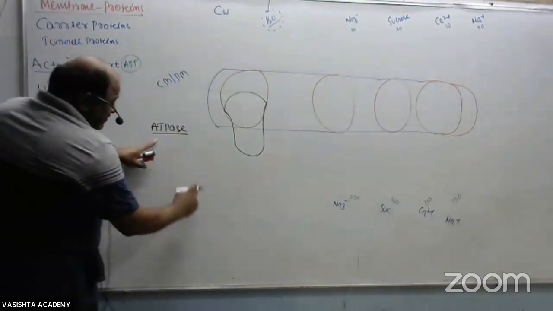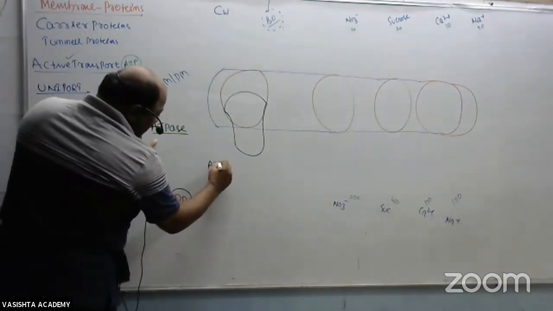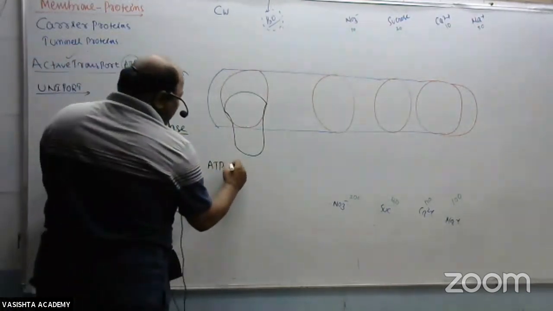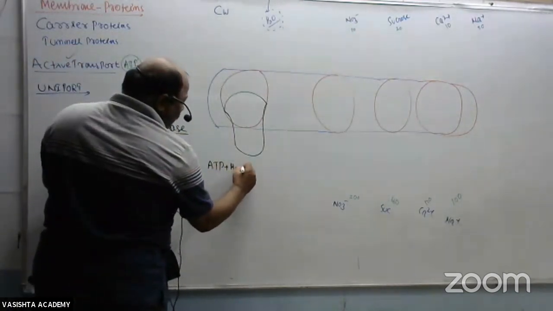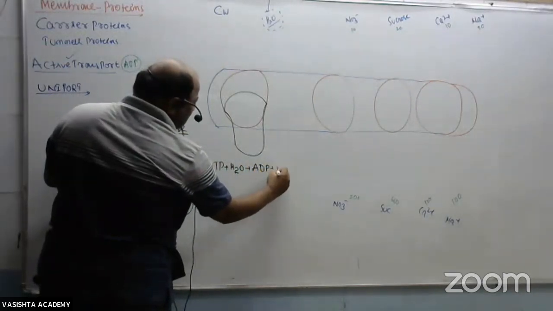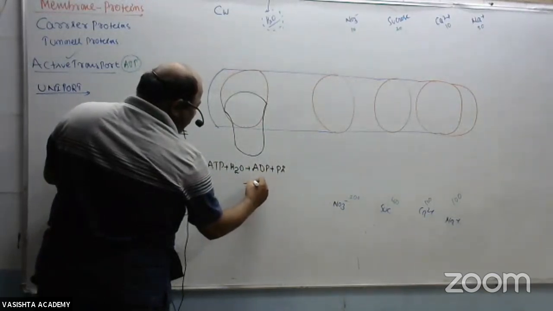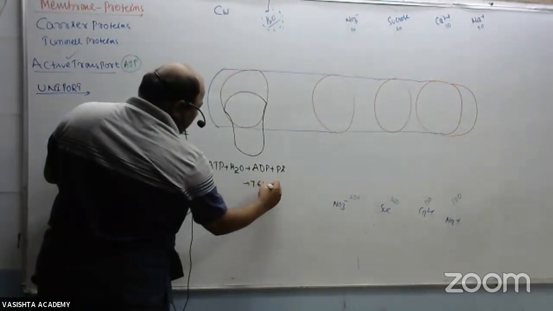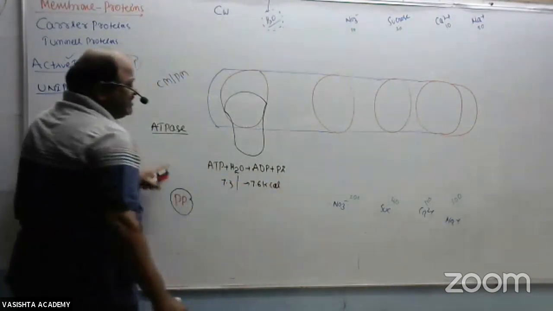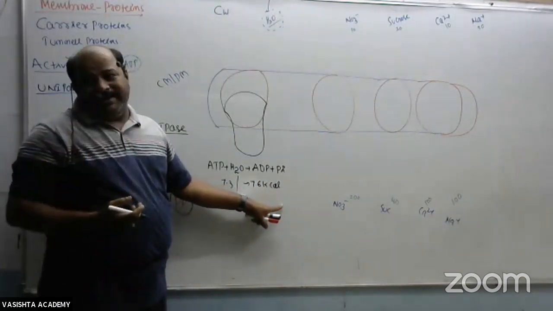Where is the ATPase present? ATPase is present in the cytoplasm, adenosine triphosphate. Whenever adenosine triphosphate is dissolved in water, it gives rise to adenosine diphosphate as well as inorganic phosphate. During the process, for one ATP molecule, either 7.3 or 7.6 kilocalories of energy is liberated.